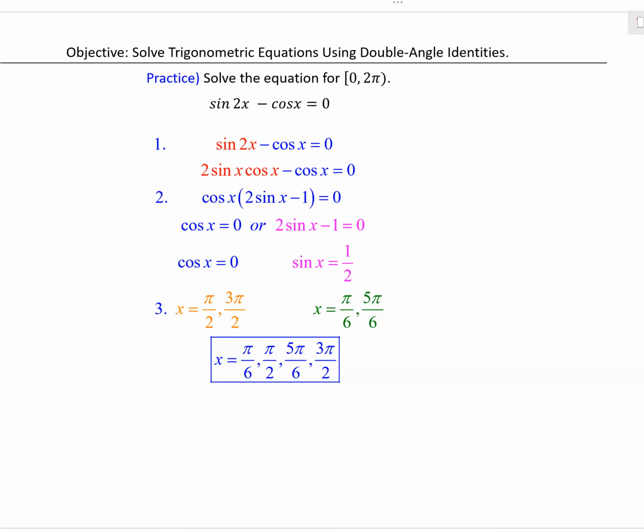So here, sine 2x, we are going to have to do a substitution for it with the only identity we have, which is 2 sine x cosine x. And then cosine x is a common factor times our 2 sine x minus 1, zero product property, and cosine is 0 at pi halves and 3 pi halves, and sine is positive 1/2 at the sixes in the first and the second quadrant, pi/6 and 5 pi/6. Let's look at another one.